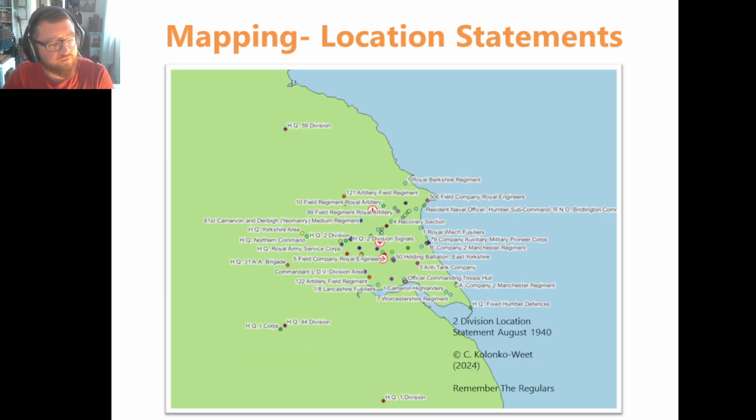Next, in my previous video, you'll know that I mentioned location statements. If you haven't checked that out already, please do. One thing that's really useful to do, and this takes a lot of time, it's not straightforward, is to go through these location statements and map the individual units, where they were within a given area. A really useful thing to note is that once you've done this once for a division, you can just copy and paste that layer and move the units around on that map for each location statement. But this is well worth doing because you can see which units were where.